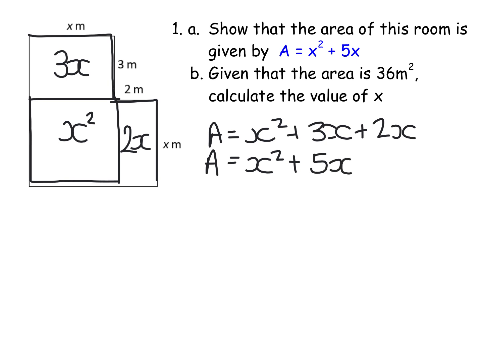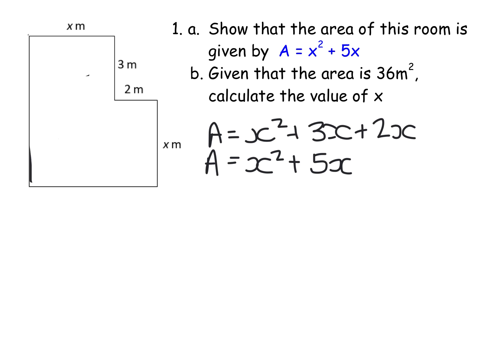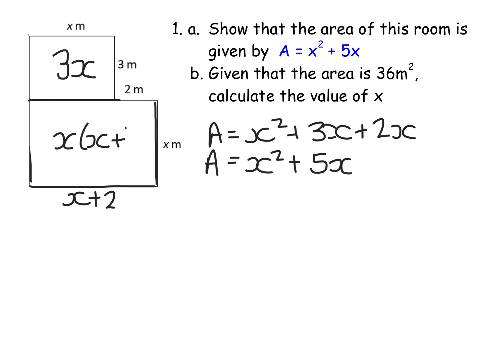Now there was another way of doing this, but I think the other way actually makes it harder. If you only split it into 2 rectangles, the top rectangle would be 3 times x as normal. And the bottom one, the total length along the bottom would be x plus 2, so this bottom rectangle would be x bracket x plus 2. When you multiply that out, you would get x squared plus 2x, and it would all still add up to give you what you've got. So we've done our show that.